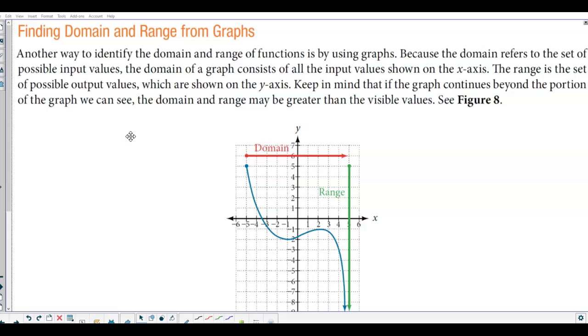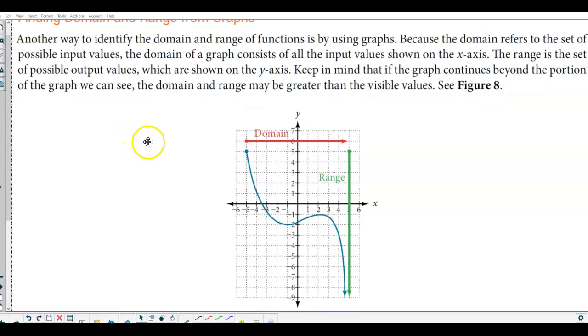Keep in mind that if the graph continues beyond the portion of the graph we can see, then the domain and range may be greater than the visible values. So let's take a look at the graph here. Okay, when we want to find the domain, we're looking at all the x values according to the graph.